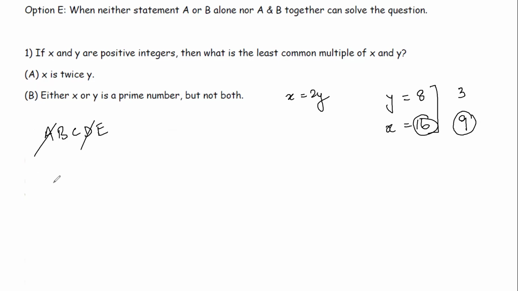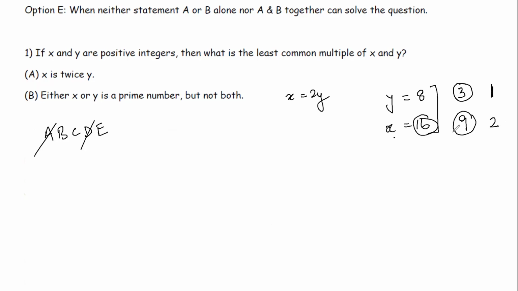Statement B says either x or y is a prime number, but not both. So let's say y is the prime number, so you get x as 9. But if x is a prime number, x could be a prime number only when x is 2, and y is 1.